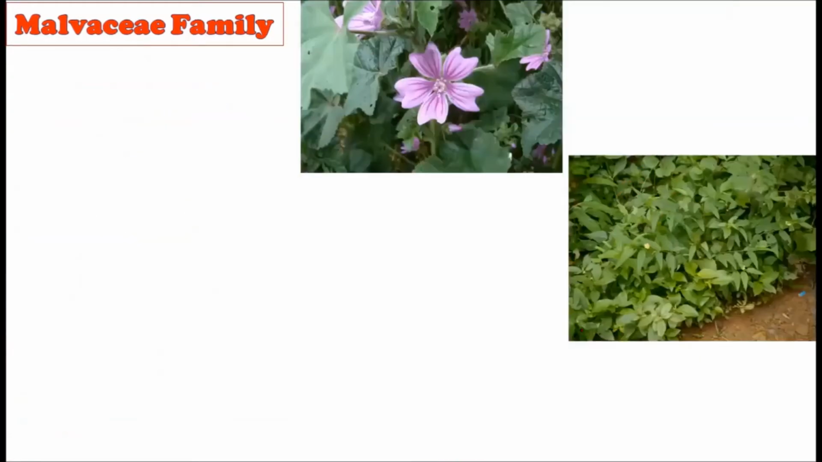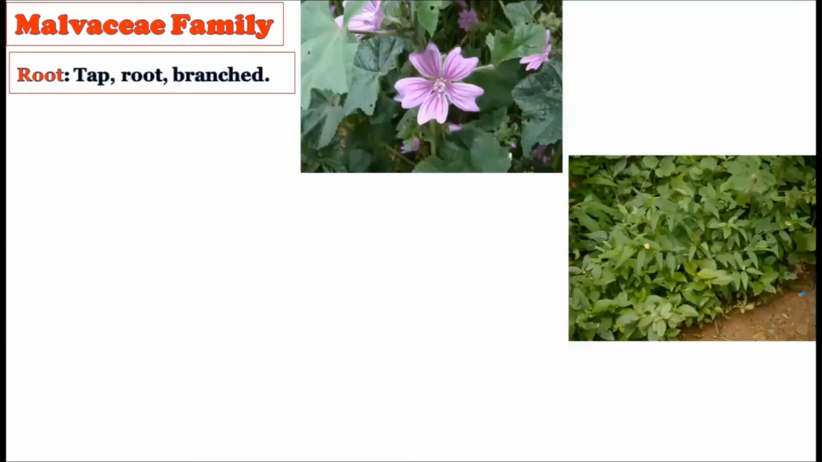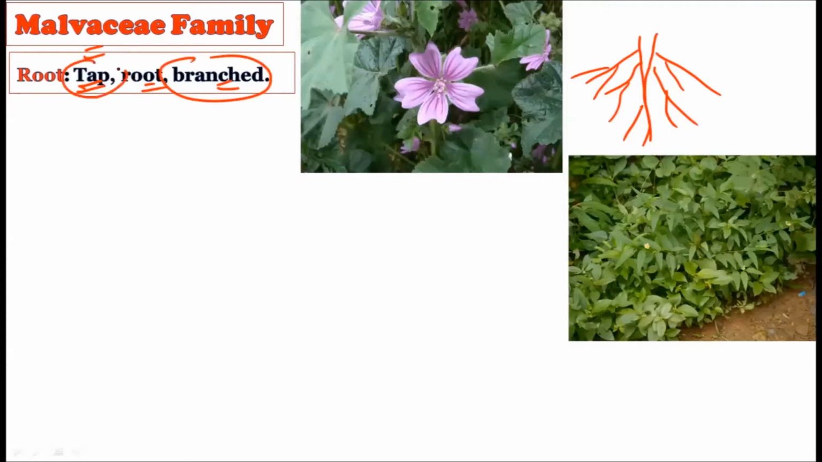Now consider the root. How are the roots? A taproot system is there, and the roots are branched. A simple taproot system: a single main root comes out like this, and from this single root the branching comes out like this. This is called the taproot, and this type of simple taproot is present in the family Malvaceae. This taproot often gets branched, hence the word branched is important here. So a taproot system is there, and the roots often get branched.